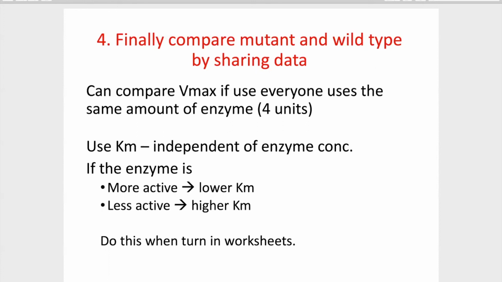Right, you're going to use the Km independent of enzyme concentration. If the enzyme is more active, you're going to have a lower Km. If it's less active, you're going to have a higher Km. As everybody, you need to understand how and why that is, right? Think about what Km means, right? Km is the amount of substrate that gives you the half maximal velocity. So if you have a more active enzyme, you should need less substrate in order to achieve that velocity. If it's less active, you will need more substrate to reach that same half maximal velocity.